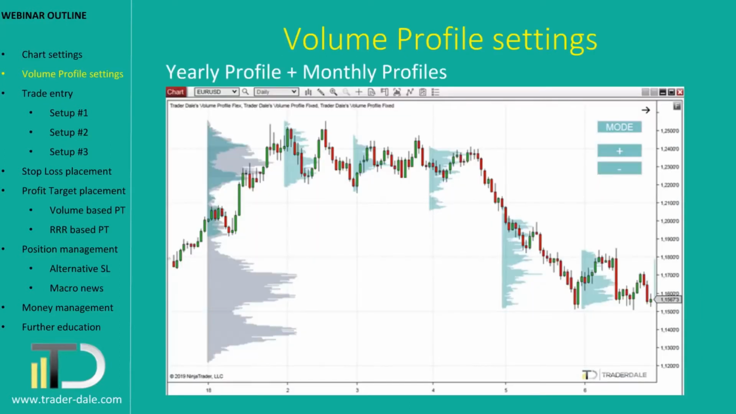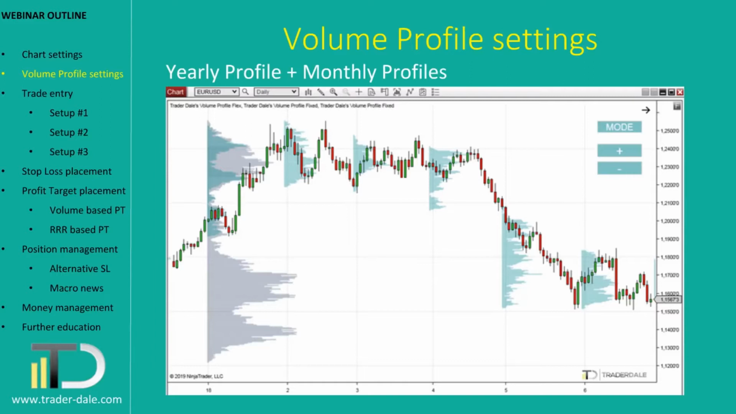So let's now move on to the volume profile settings, the ideal settings to set up your charts for swing trading. There are 2 templates which I like to use for looking for swing trades. Here you can see the first one. It's a combination of the yearly profile with monthly profiles.